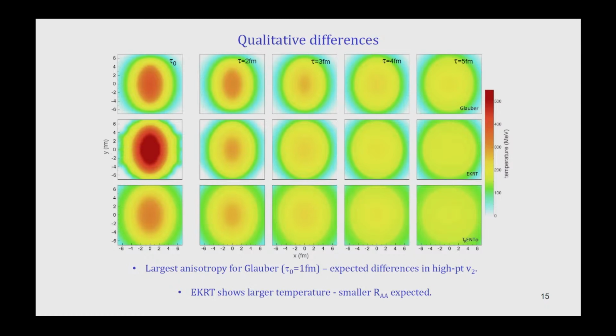On the other hand, if you look at these profiles' evolutions over time, you see that this profile upstairs is the most asymmetric. It looks most like an ellipse. This one is a little bit more round, and this one very soon becomes almost like a circle. So you expect that this one would lead to the largest high PT V2, this would lead to lower V2, and this would lead to lowest V2. And then we want to see whether this is really seen in the predictions.